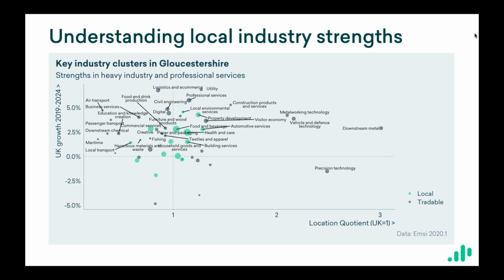And so those in the top right are what we call strengths. They are concentrations in Gloucestershire and they're growing nationally. So you've got a lot of them on the right-hand side there, things like metalworking technology, vehicle and defence, downstream metal, which are kind of heavy industry. You've also got professional services at the top there. Not so much of a concentration, but it is one and it is growing quite well.